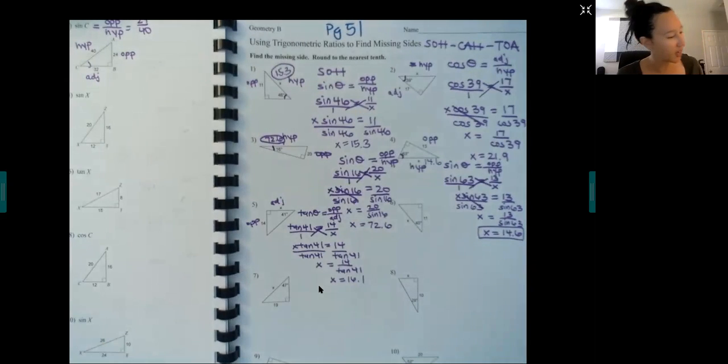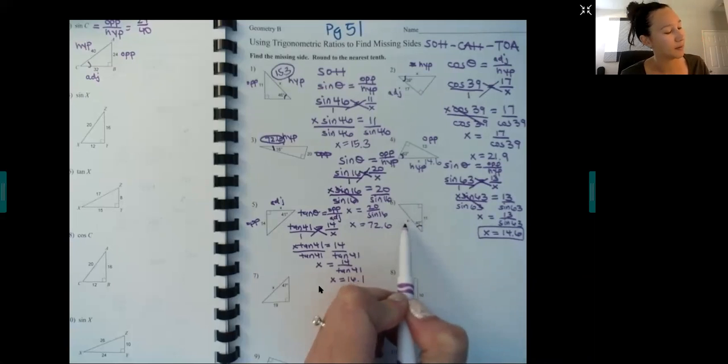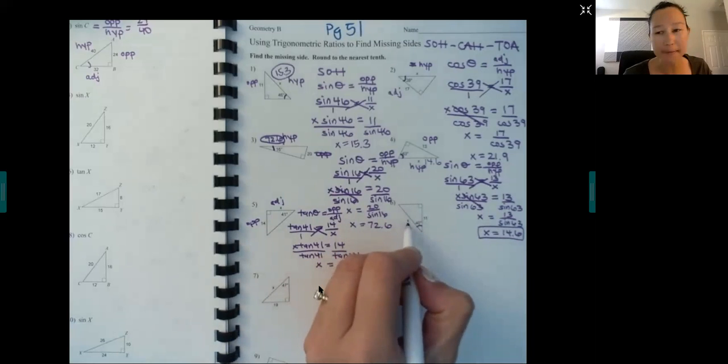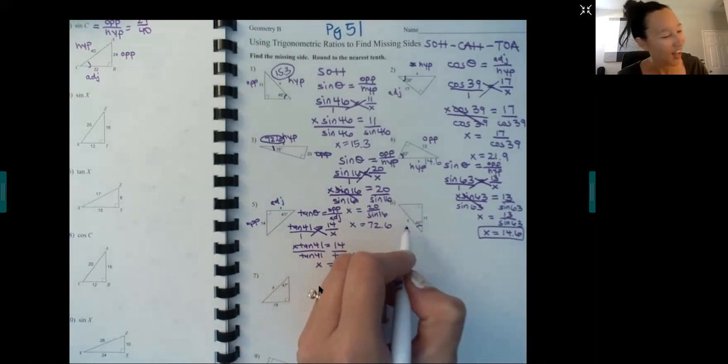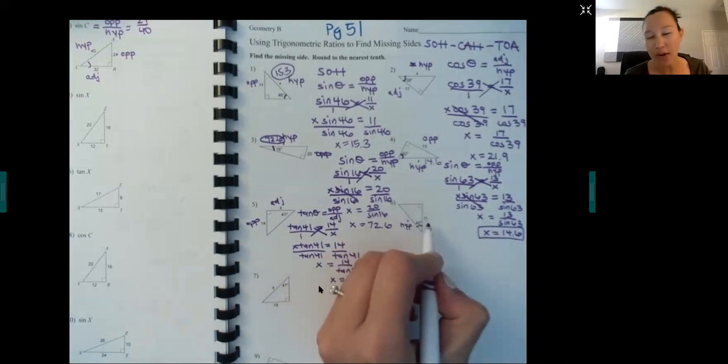Okay, thanks, Rick. Jaden, you're up. What did you label X as? I labeled X as adjacent. Okay, so it looks like X is actually the hypotenuse. Oh, it was hypotenuse. Good. And then 11 was the adjacent, right? Adjacent. Yeah, that's right. Good.